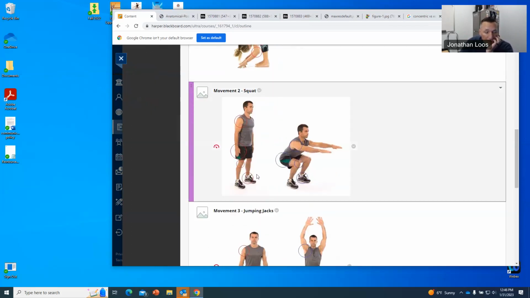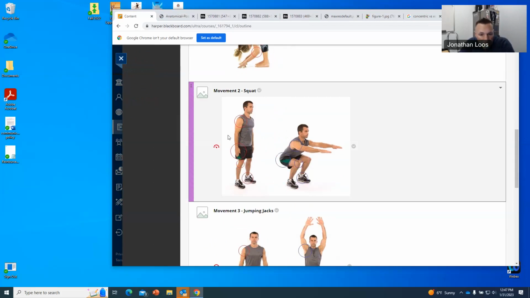Same thing here with the squat. It's asking you about the ankle, the knee, the hip, and the shoulder, right? This looks like it's including the wrist, but it's really the hip. So here's my start position. Here's my end position. I see knee flexion, hip flexion, and shoulder flexion, okay?